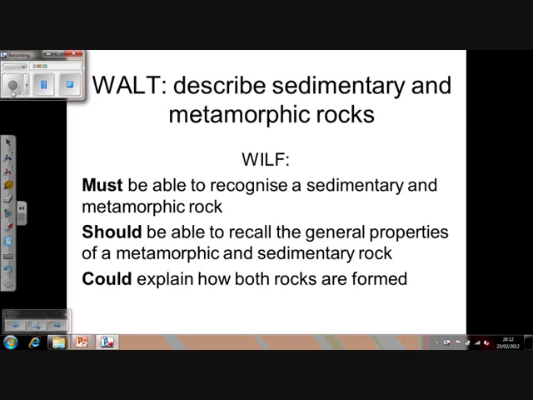Copy down the WALT and find 3 key words in the WALT. In today's session, we're going to be learning to describe sedimentary and metamorphic rocks. By the end of the session, you must be able to recognize sedimentary and metamorphic rocks, be able to recall the general properties of a metamorphic and sedimentary rock, and be able to explain how both rocks are formed.